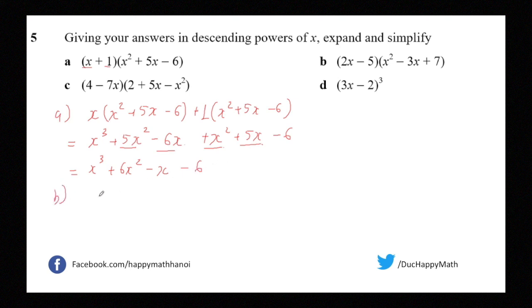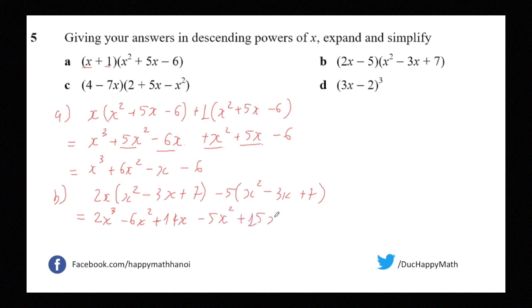Okay, question B. 2x times with the second bracket. Minus 5. Okay, the problem is minus 5 here. Don't forget the sign of the number. 2x squared, 2x cubed, 2x minus 3x minus 6x squared. 2x 7 plus 14x. Minus 5x squared plus 15x and minus 35.